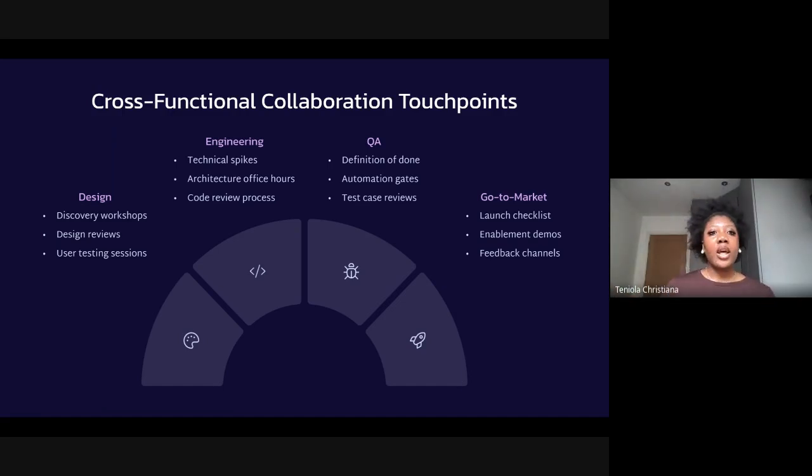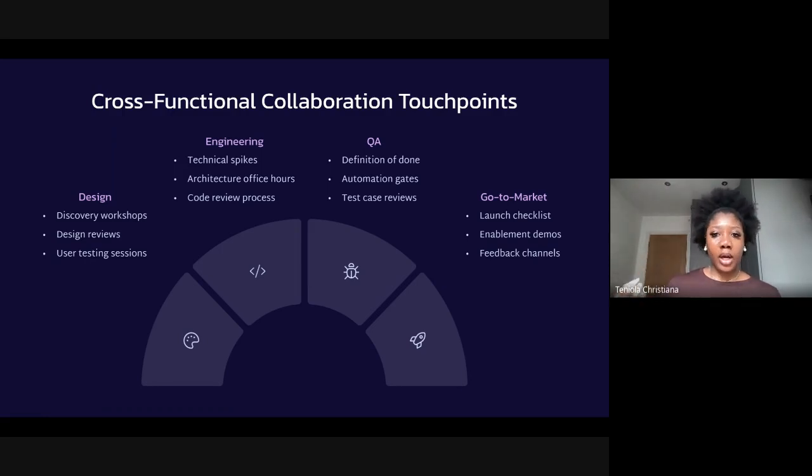So you want to have touch points with all of these different areas, and there are many more. But I think what you have to remember is that product and development is at the center of any organization, and everybody needs to understand what you've done. And it is a skill to communicate to each of these different types of stakeholders in a way that makes sense to them.